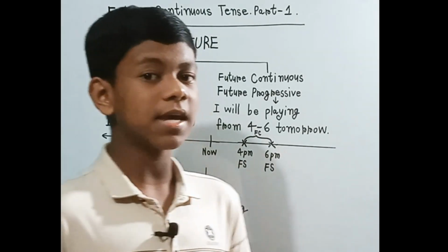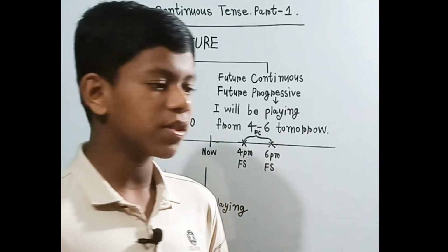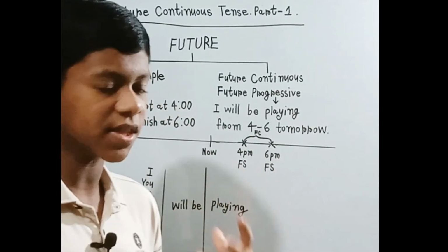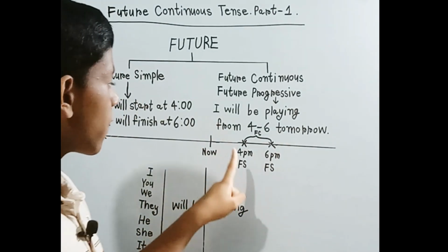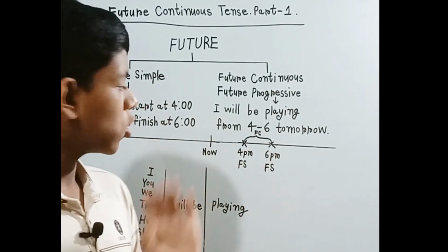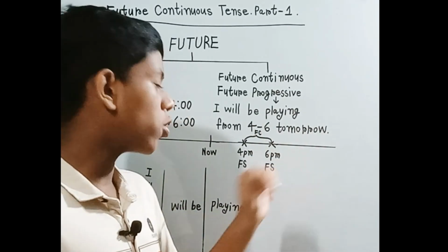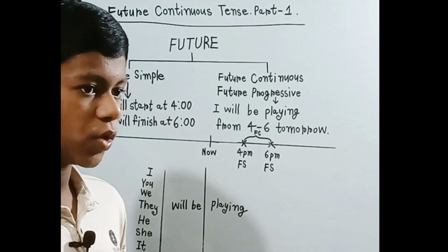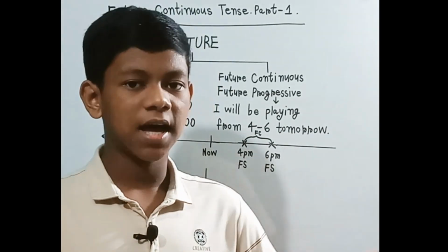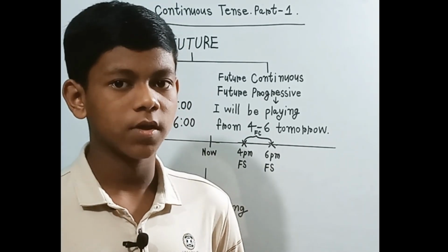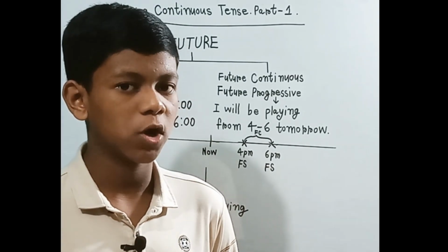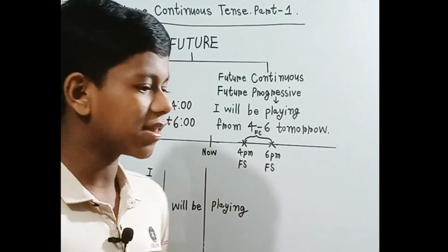But there's one point. If we say this, I will be playing from 4 p.m. to 6 tomorrow, which indicates a long time, how long you will play tomorrow.